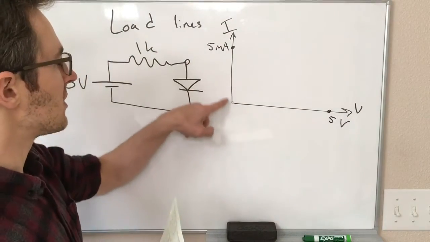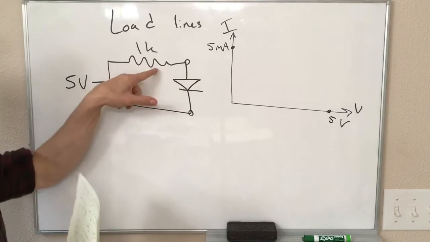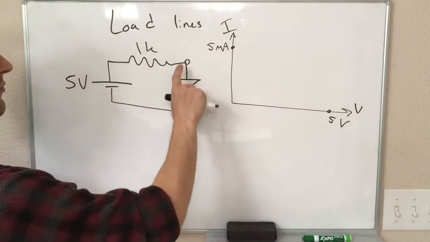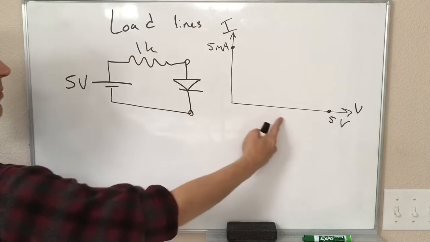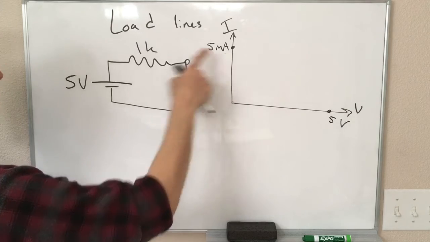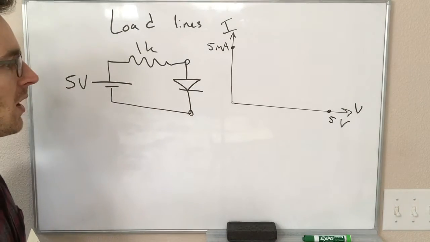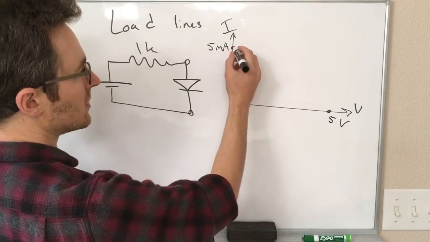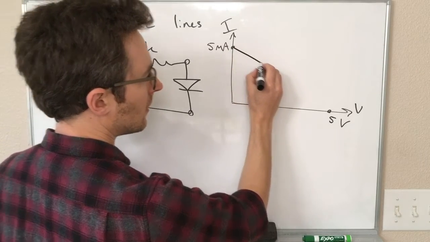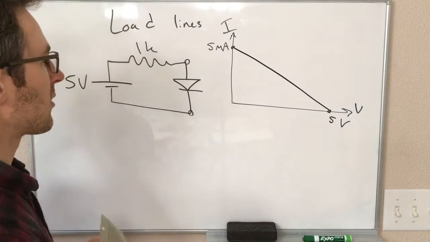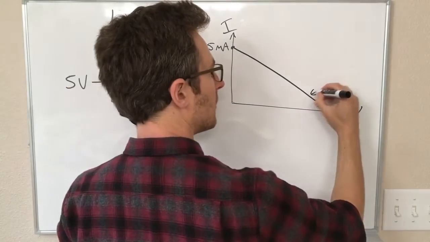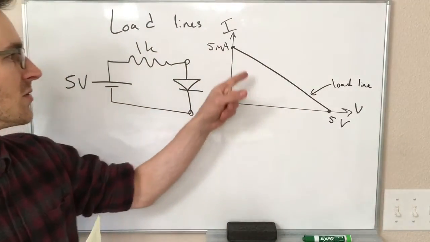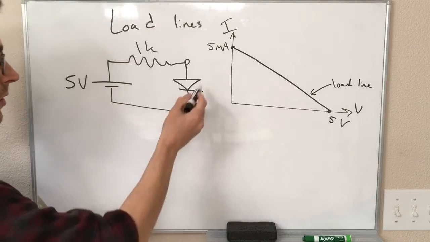We know at a current of 0, no current flowing through the resistor, the voltage across these 2 points is going to be 5 volts. We know if this is shorted, if we just connect a wire there, there's going to be no voltage and 5 milliamps of current, right? 5 volts across 1 kilo ohm. At voltages and currents in between, it turns out the connection between these is a straight line. You can prove this is true with a little bit of math, but this is the load line, meaning that these are all the possible solutions to the load that this circuit could have.